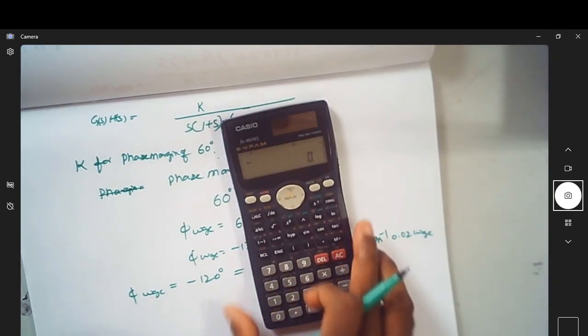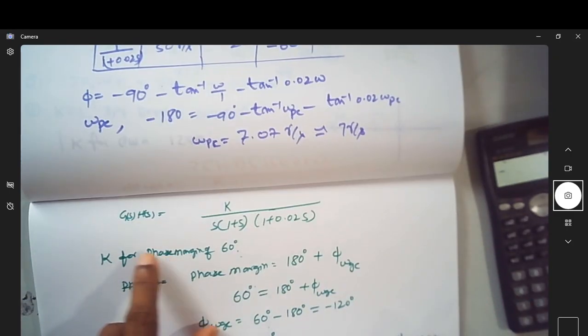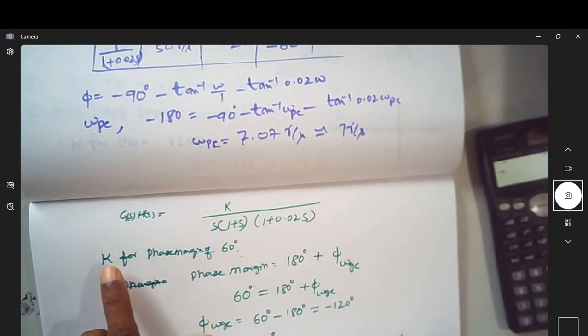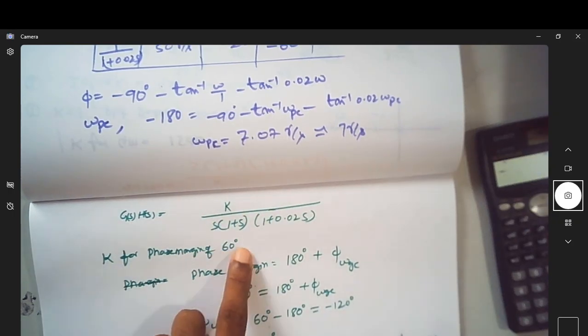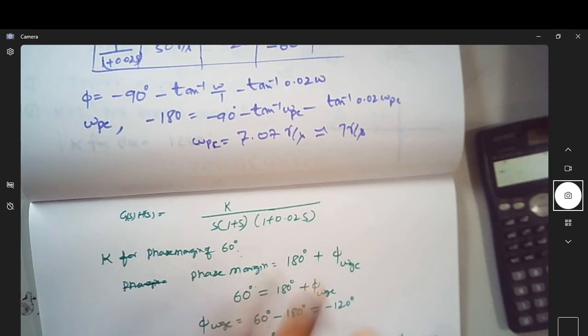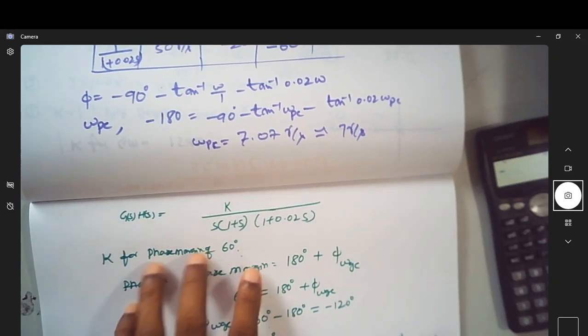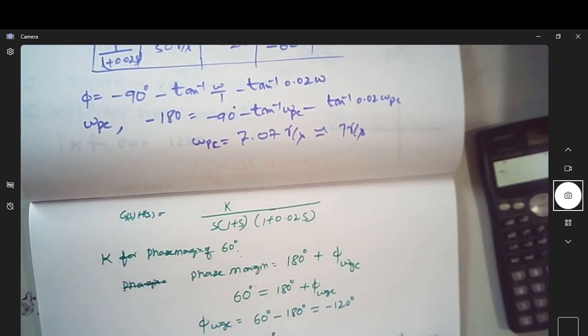See what we did. This is the transfer function. We are asked to find the value of K for a phase margin of 60 degrees. For this particular problem, you are not supposed to plot the Bode plot at all. That's what we are trying to do here. Without plotting the Bode plot, you can do it.